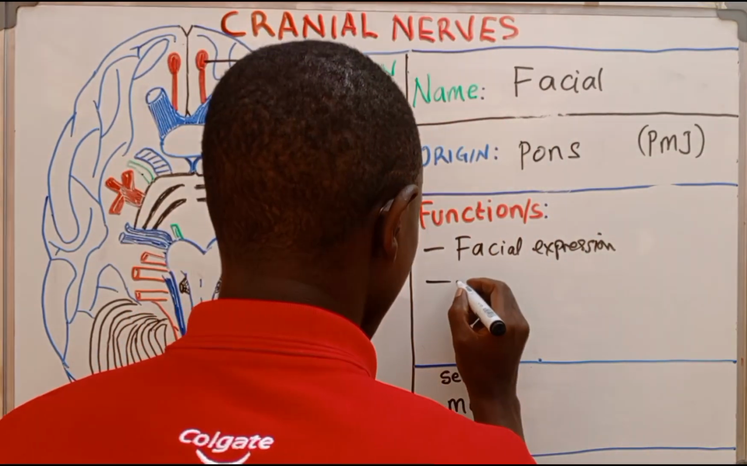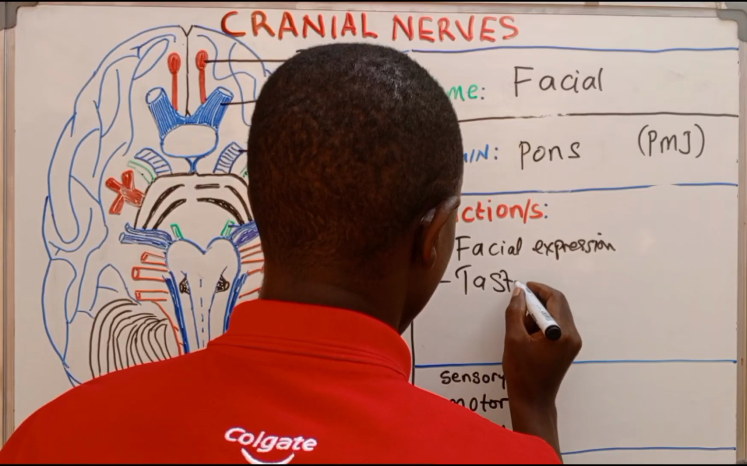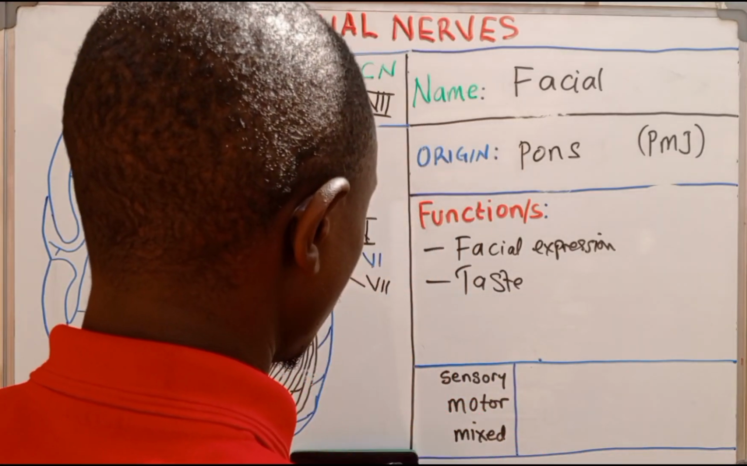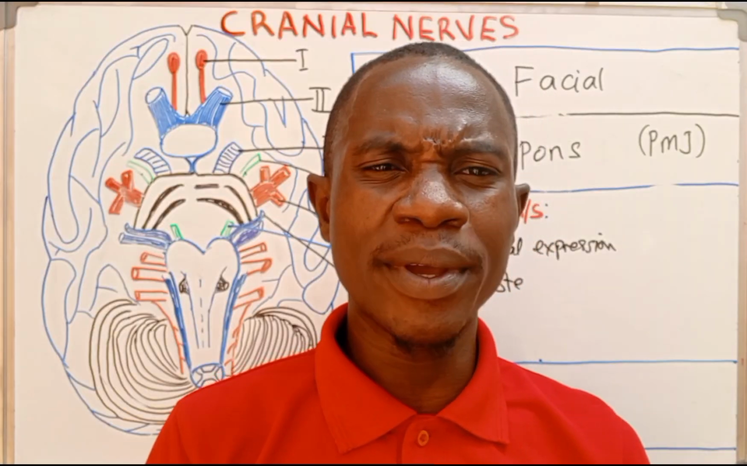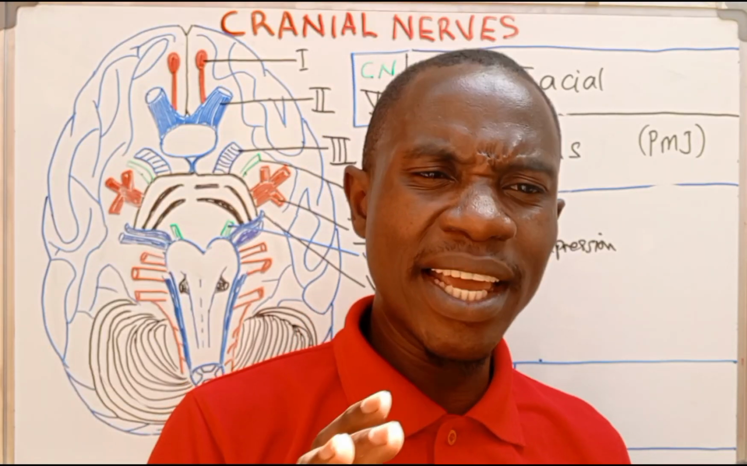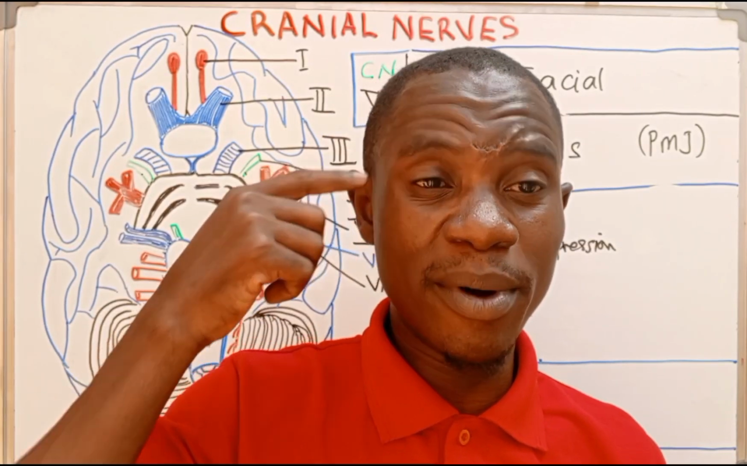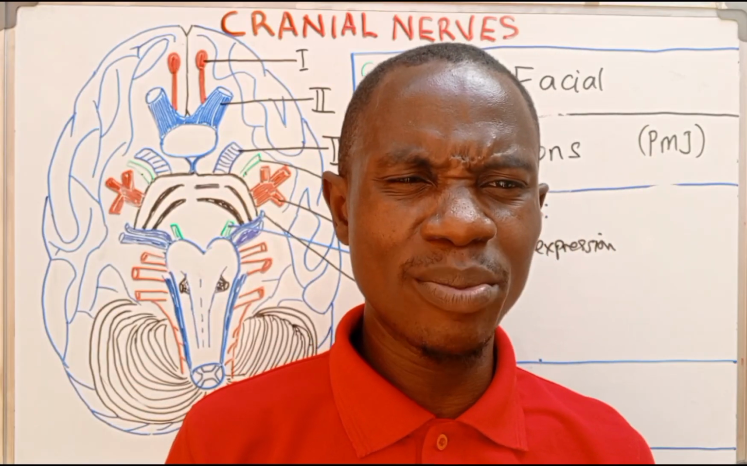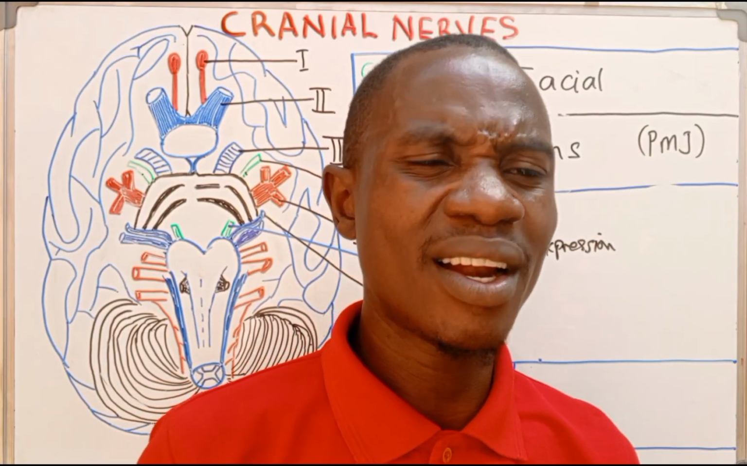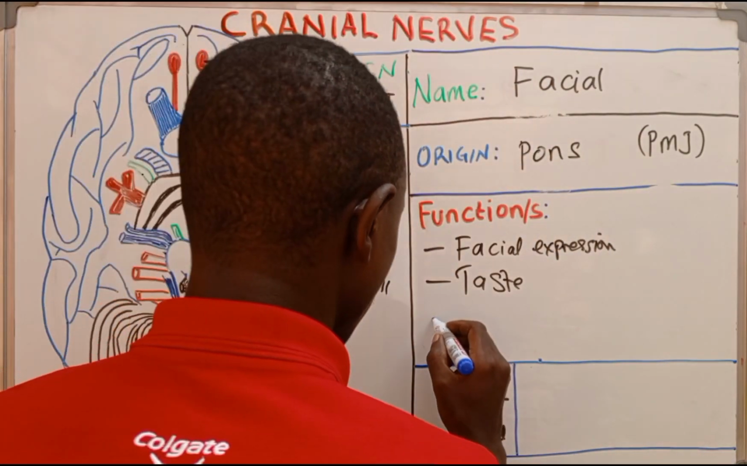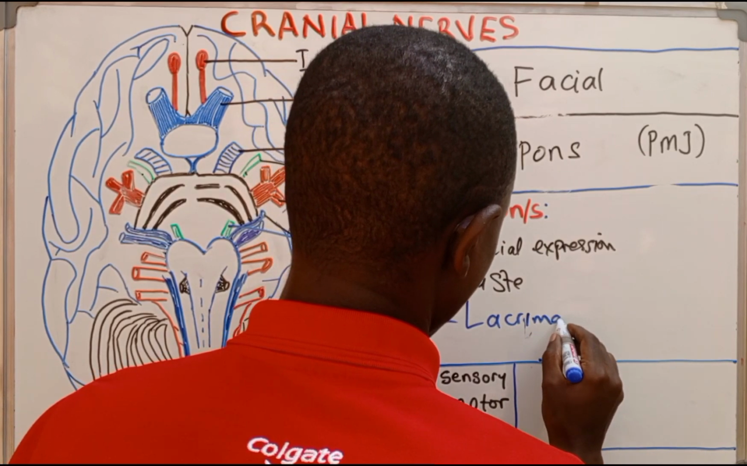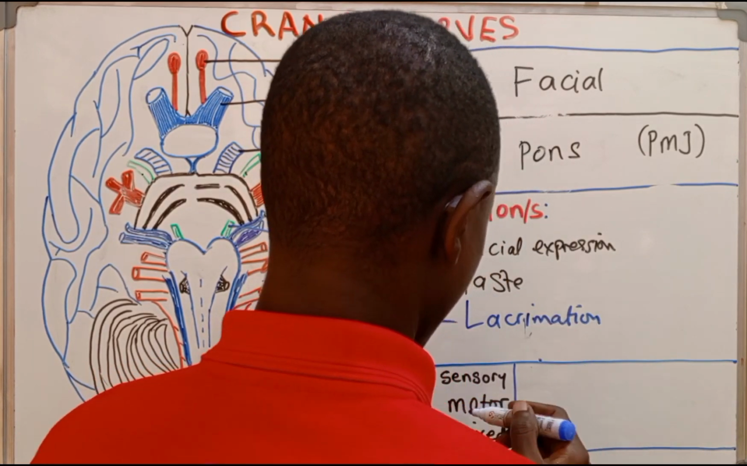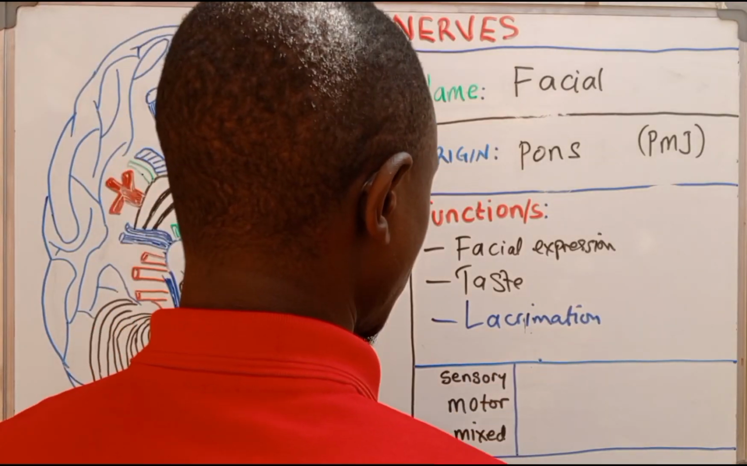Okay, it's also going to be helping in what we call the taste. And of course, this facial nerve is also going to be helping us in supplying the lacrimal glands. And in that way, it's going to be helping us in the process of what we call lacrimation, or tear formation. So you may also have what we call lacrimation. Okay, it's such a beautiful thing.